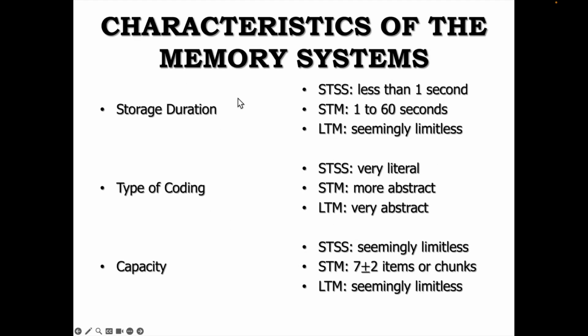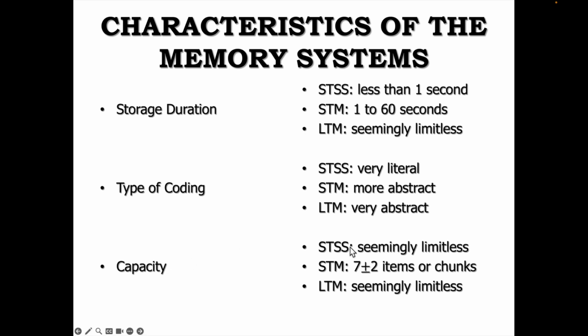So mark this somewhere down in your notes. This essentially is a summary of the three different types of memory, and three different categories. The short-term sensory store does not store a lot of information very long, less than a second. Short-term memory stores information for up to 60 seconds, and long-term memory can store memory for essentially a limitless amount of time. The type of coding for that memory: short-term sensory store is very literal. Short-term memory goes a little bit more abstract. Long-term memory is a very abstract way of coding that memory.